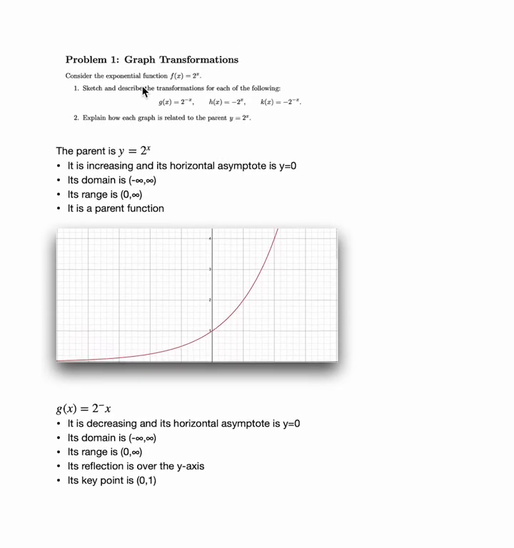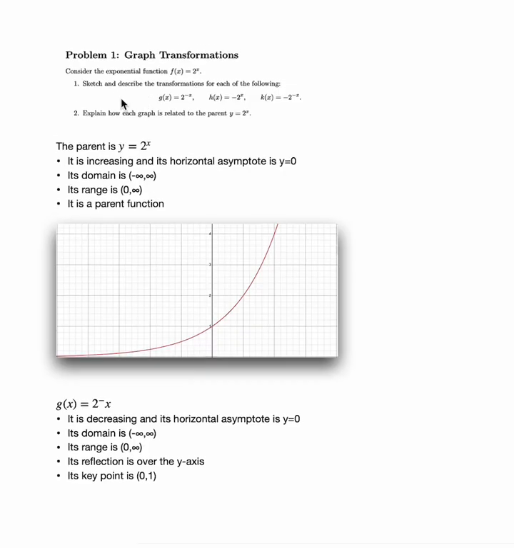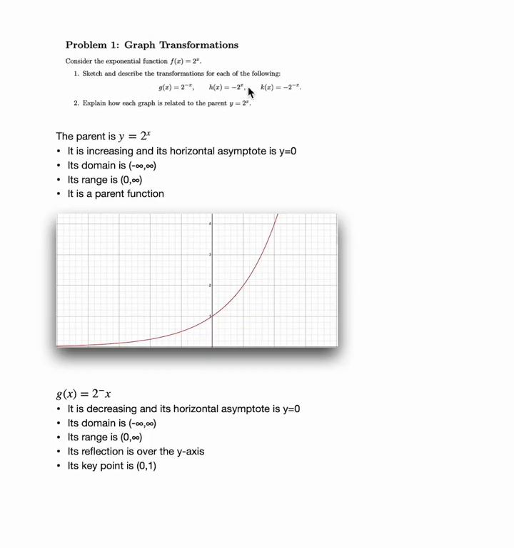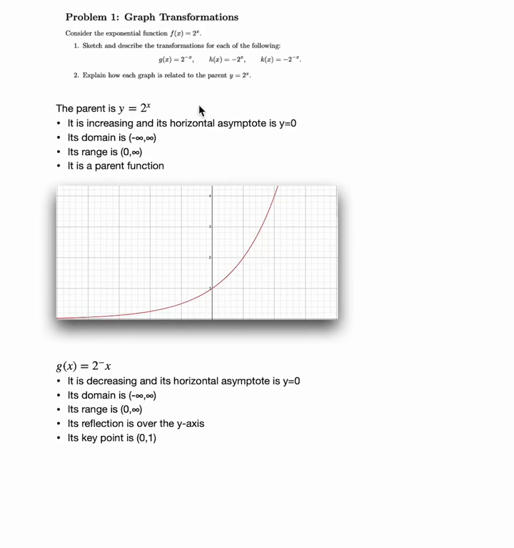First, we're going to start with graph transformations. It says to consider the exponential function f of x equals 2^x. Sketch and describe the transformations for each of the following: g of x equals 2^(-x), h of x equals -2^x, and k of x equals -2^(-x). Then explain how each graph is related to the parent y equals 2^x.